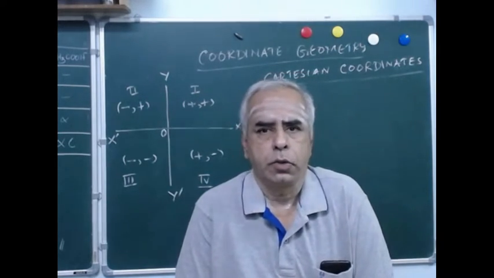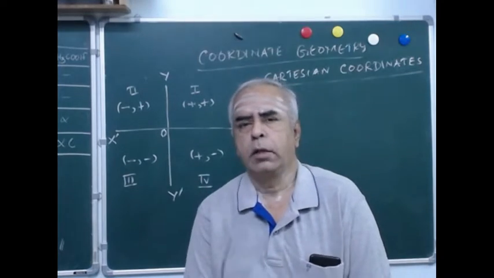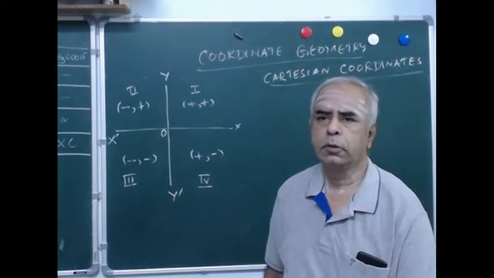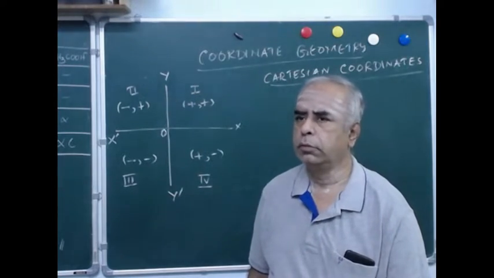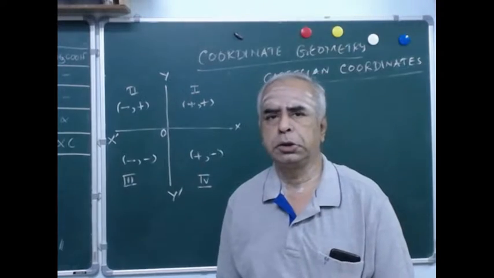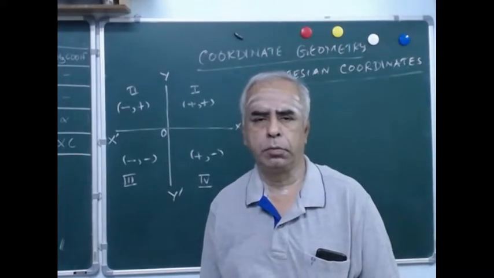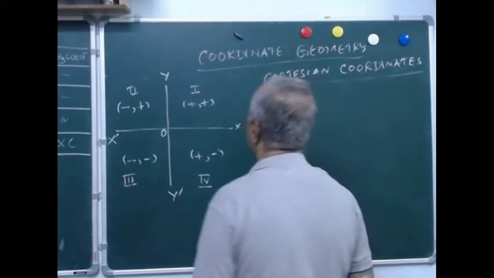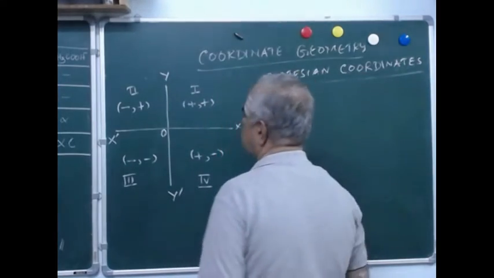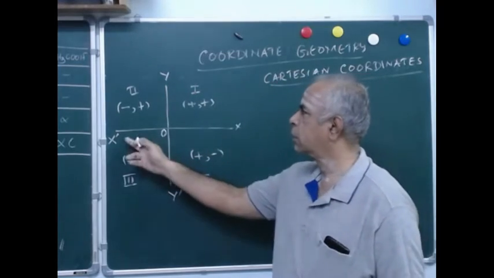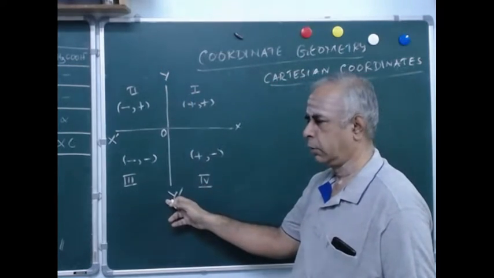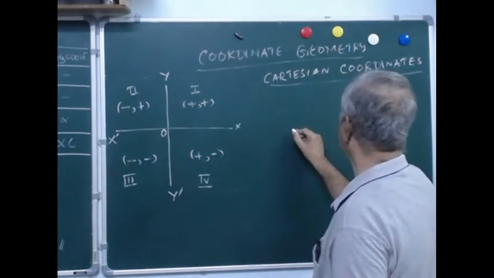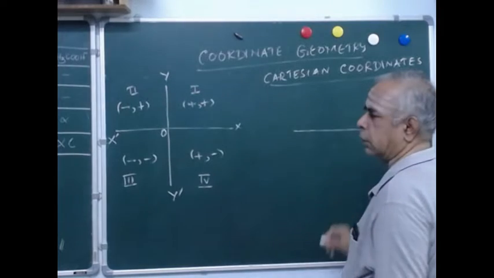In today's tutorial, I'll be explaining about coordinate geometry, where we will be discussing about Cartesian coordinates and Cartesian plane. You please draw this diagram. Coordinate means this x-axis and y-axis. It makes a plane. For example, this is x-axis.